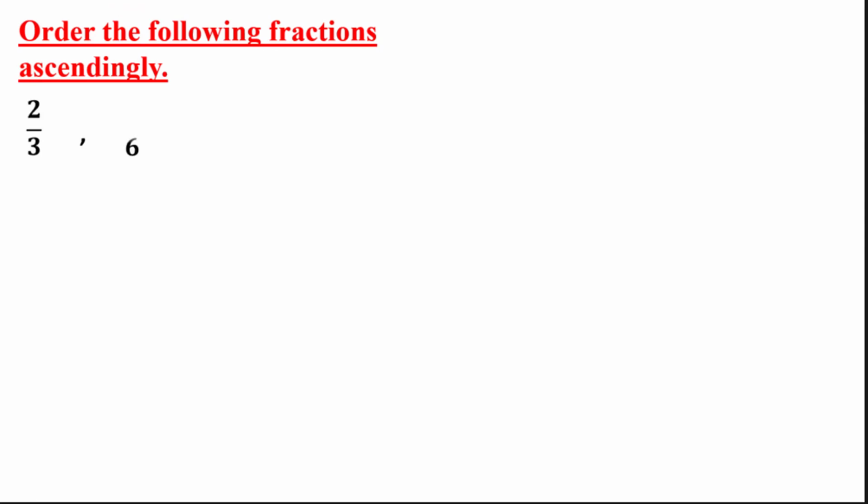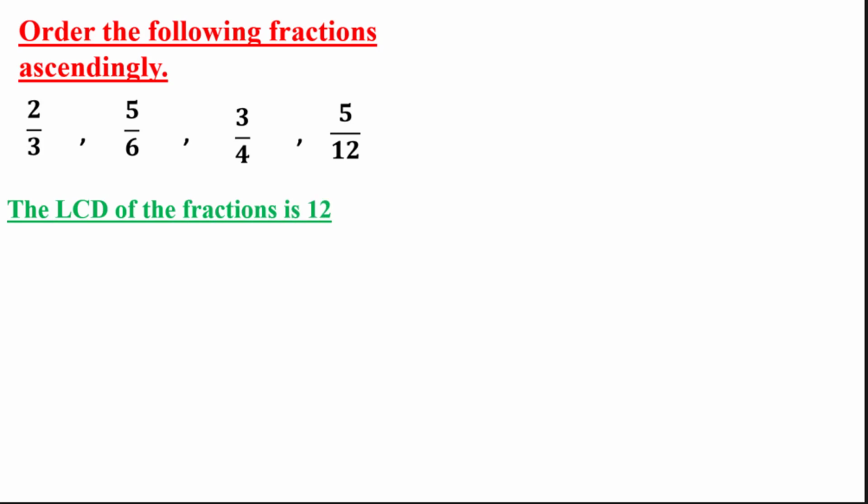Order the following fractions ascendingly. 2 over 3, 5 over 6, 3 over 4, and 5 over 12. We don't have the same numerator, we don't have the same denominator. We have different denominators and different numerators. So to order the following fractions, you have to find the LCD. The LCD of the fractions is what? Is 12. Because 12 is divisible by all denominators.